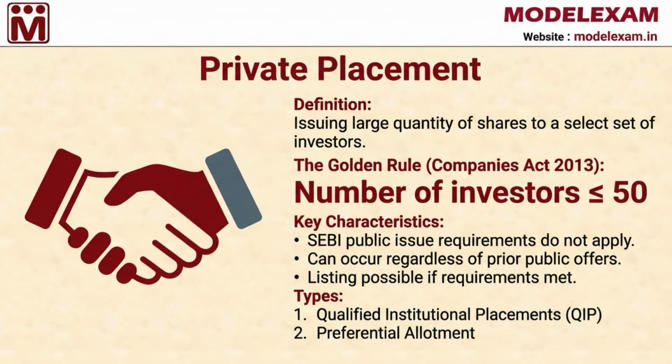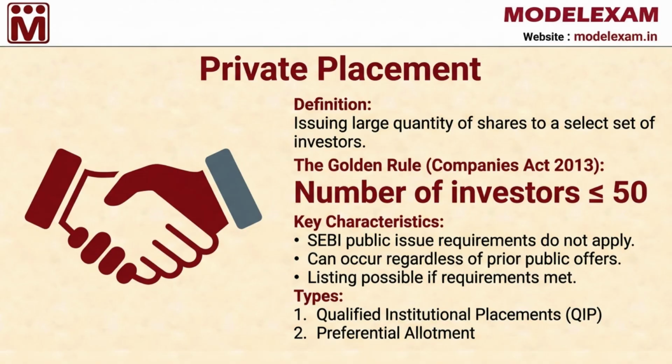Now, let us switch gears and look at private placement. As the name suggests, this involves issuing a large quantity of shares to a select set of investors rather than the whole public. According to the Companies Act 2013, the golden rule here is that the number of investors cannot exceed 50. The benefit of this route is that the strict requirements for a public issue do not apply here. A company can use this method regardless of whether they have done a public offer before, and the shares can still be listed if they meet the requirements.